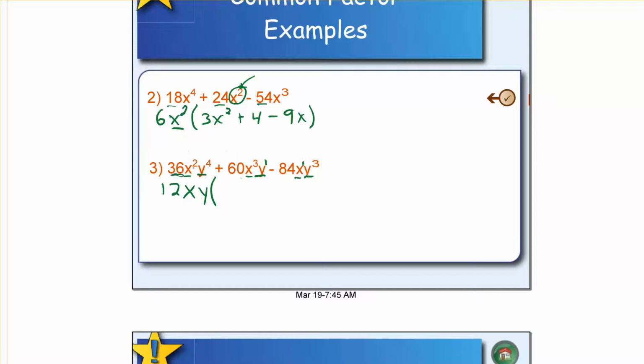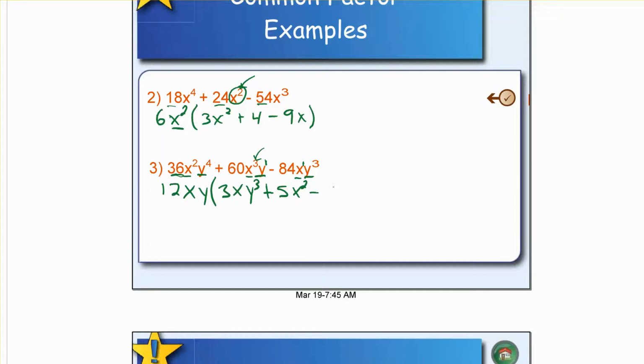Now I write what I have left. So 36 divided by 12, that was 3. And now that was x squared, but I took one x out, so what I'm left with is just 1x. Y to the 4, I took out a y, so all I have left now is y to the 3. Plus 60 divided by 12 is 5. It was x to the 3, I took an x out, so now it's just x squared. The y was a single y, and I took a single y out, so it's actually gone. I shouldn't have that at all.